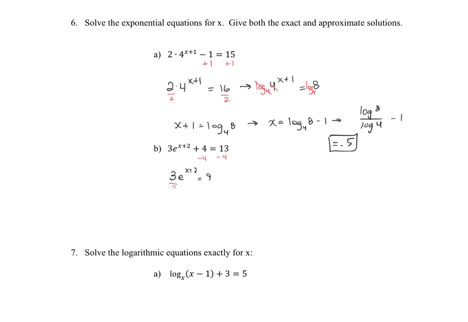Now divide by 3. Now cancel base e using natural log. Natural log cancels base e. And then subtract 2. So x is equal to the natural log of 3 minus 2, and then the approximate form is approximately negative 0.9.